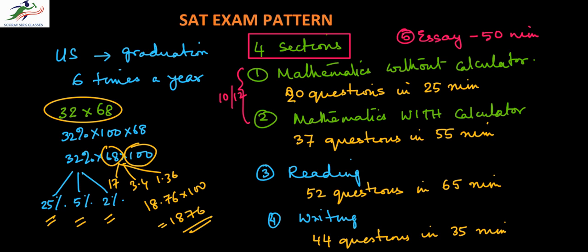So you can see, just by mentally breaking this up into these 3 numbers, 25% is 17, 5% is 3.4, and 2% is 1.36, I arrive at 18.76, and hence 1876 because I multiply by 100. So if you practice this a few times, you will very easily be able to calculate the product of any 2 numbers without actually using a calculator or without even doing it on pen and paper. So if you're interested in similar tricks, you can approach us. We can definitely tell you more about it.